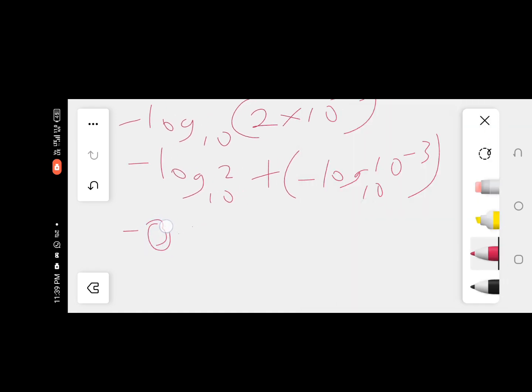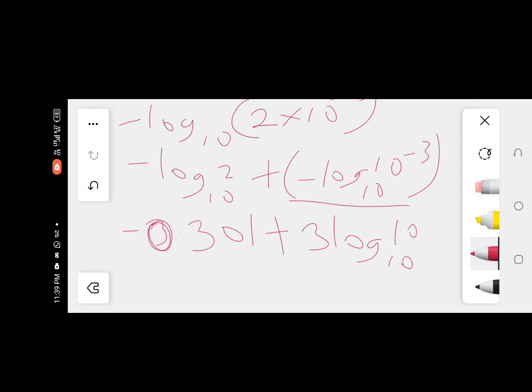so I have 0.301. There's a negative, the minus 0.301. Then plus. Now check inside this bracket here. I have minus 3 there as a power, so the minus 3 will go to the back of minus log 10 10, and minus times minus becomes plus. So I will have plus 3 log 10 10. And you remember I told you earlier log 10 10 is 1.